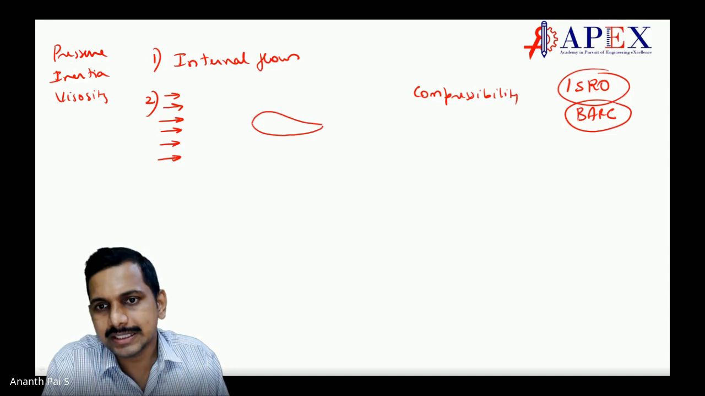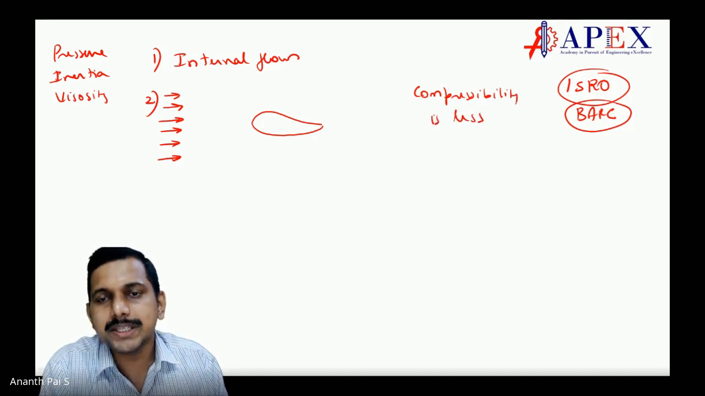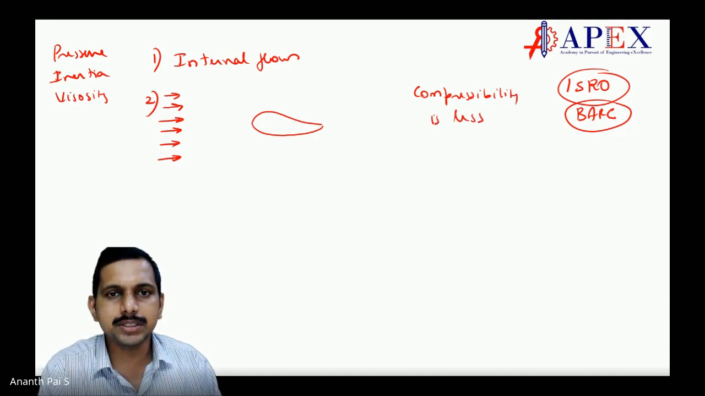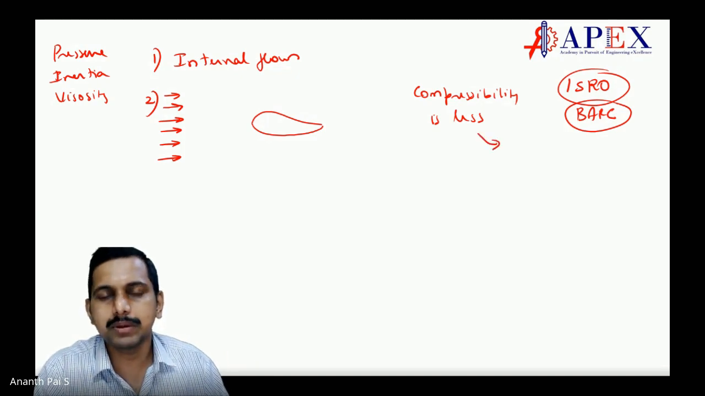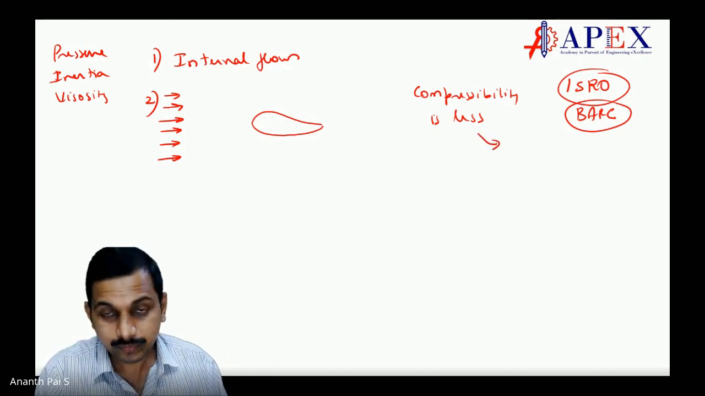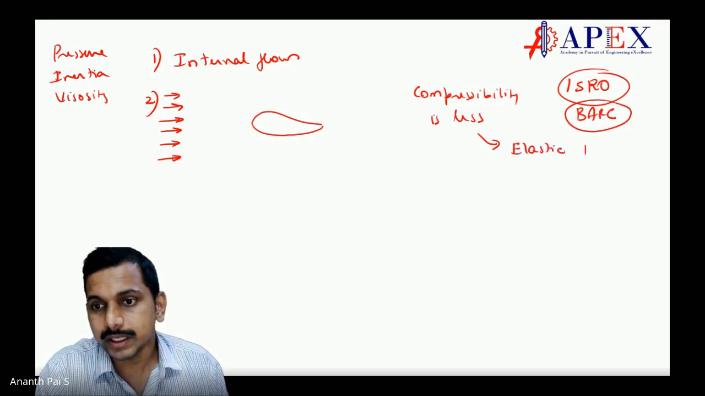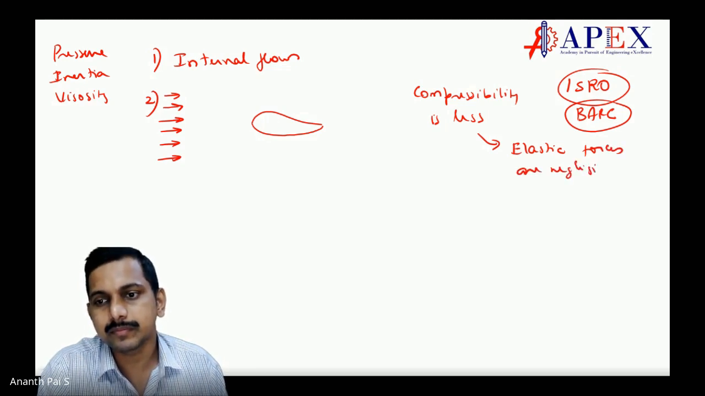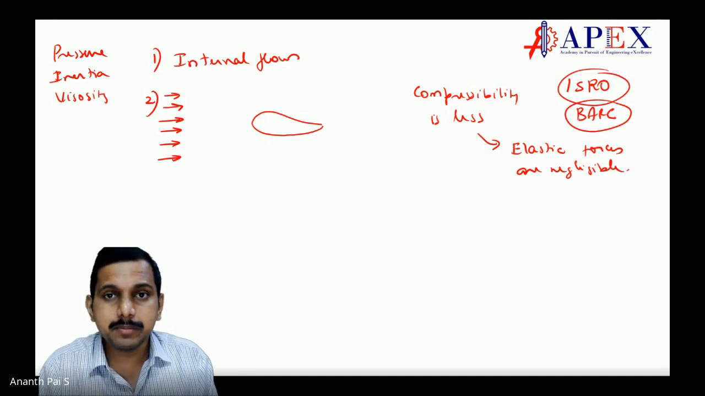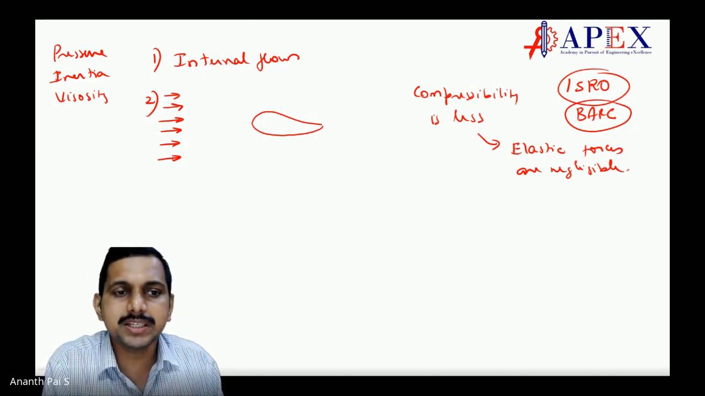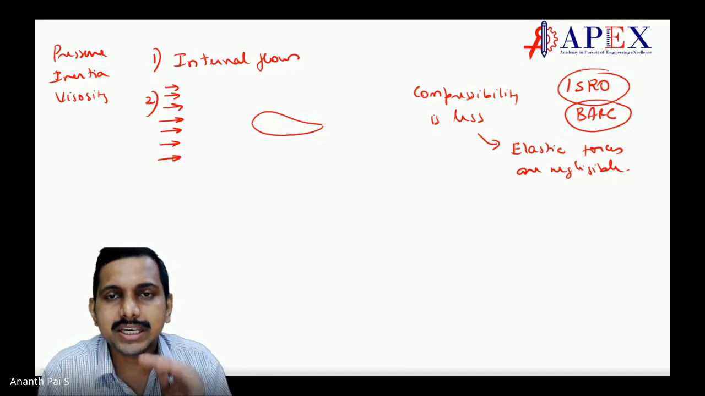Compressibility is less. If compressibility is more, then what happens? You have the Mach number coming into the picture. You have elastic forces coming into the picture. If compressibility is less, elastic forces are negligible. Now, which are the places where compressibility is a big factor?